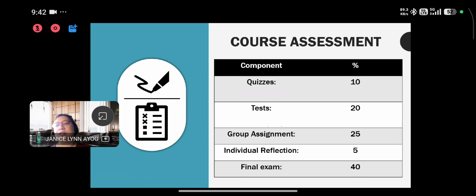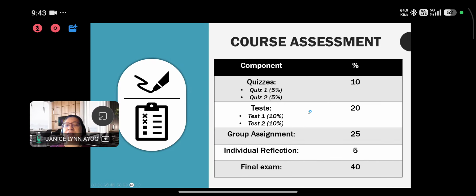Now, course assessment. It's 100%. Quiz is 10%, test will be 20%, group assignment 25%, individual reflection 5%, and final exam is 40%. It's very similar to hydraulics last semester. For the quizzes, you have quiz 1 and quiz 2, which is 5% each. For tests, there's test 1, 10%. Normally test 1 is the midterm test. And then test 2 is towards the end of the course. I hope you're clear with this one. You can ask questions after this.